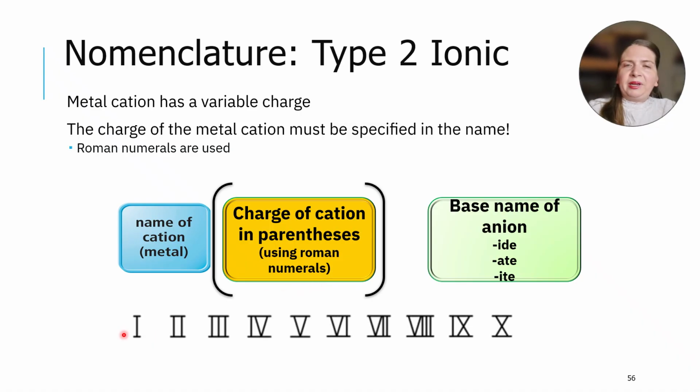1 is represented by a capital I, 5 is represented by a capital V, and 10 is represented by a capital X. For 2 and 3, we use 2 capital I's and 3 capital I's. 4 is written as IV because it is 1 before 5. 6 is VI, and 7 is VII. 8 is VIII, and 9 is 1 before 10, so it is written as IX.